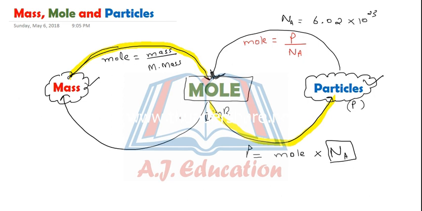When we get the moles of the substance, we can again determine the mass of the substance. If we rearrange this formula, you can see that the mass can be determined if we multiply moles with the molar mass. So mass is equal to mole into molar mass. So now we know the link between the moles, particles, and mass.